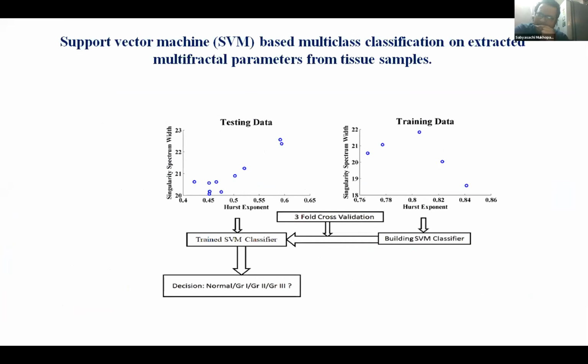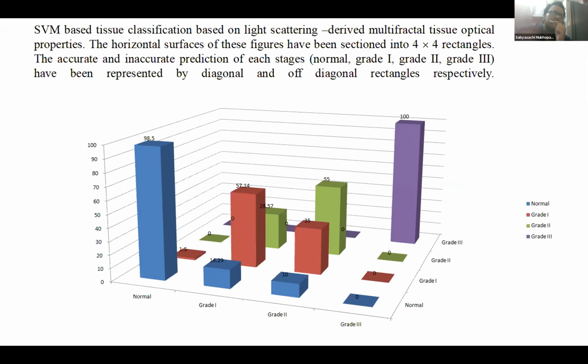One is the MFDFA support vector machine hybridized approach. Another is the MFDFA hidden Markov model hybridized approach. In the first case, let's see what we can observe. If you look at the diagonal, first of all, this is the normal case. The algorithm is able to detect the healthy tissues 98.5% correctly and 1.5% wrongly as grade 1.